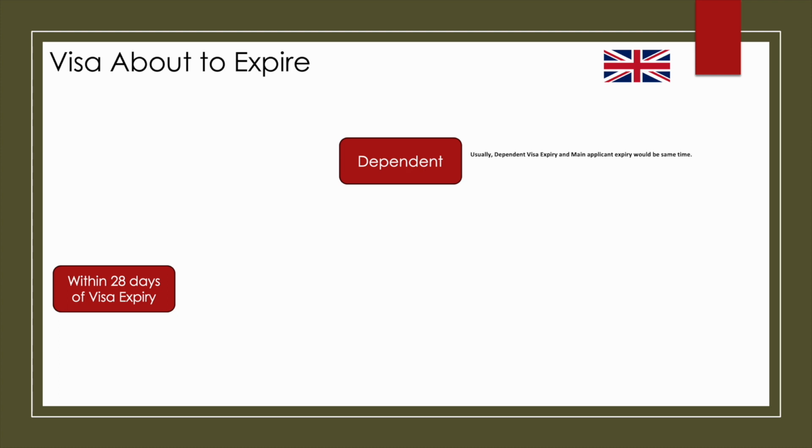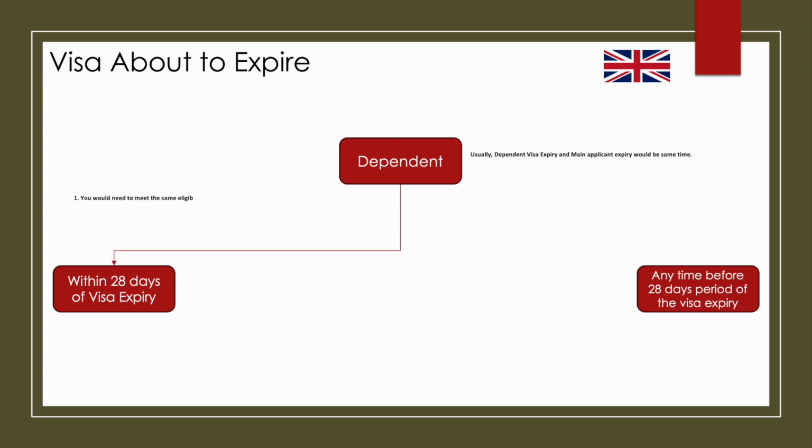Either to extend your visa within 28 days of visa expiry or any time before 28 days period of the visa expiry. First, let's look at extension of visa within 28 days of visa expiry. For this, you would need to meet the same eligibility criteria as for a dependent visa. To know more details on the eligibility criteria for dependent visa, kindly watch the dependent and spouse visa video. I have provided the link in the description for the same.